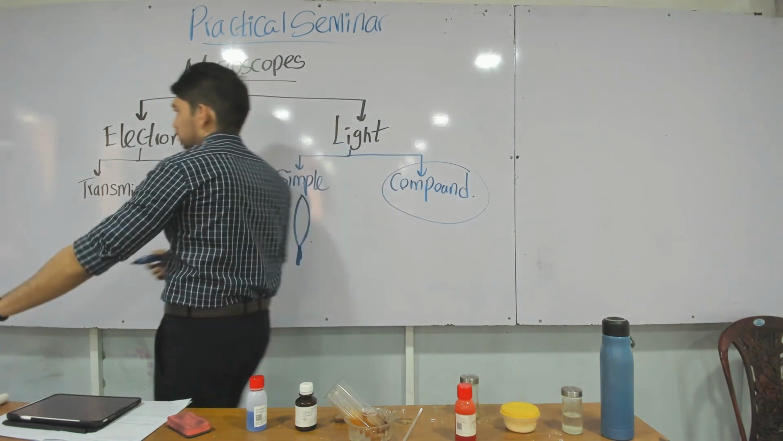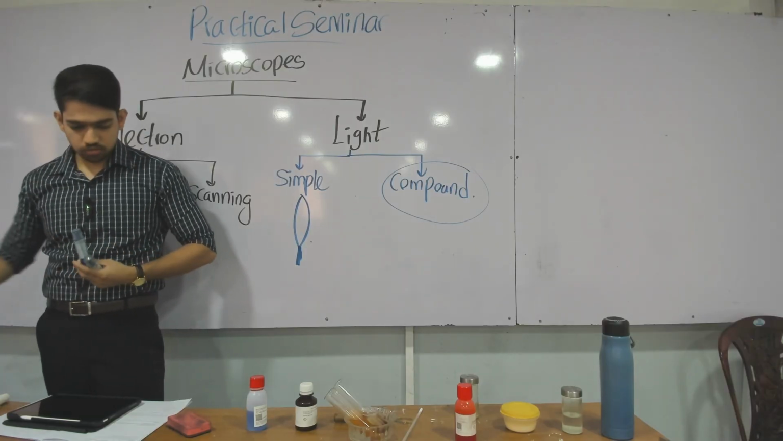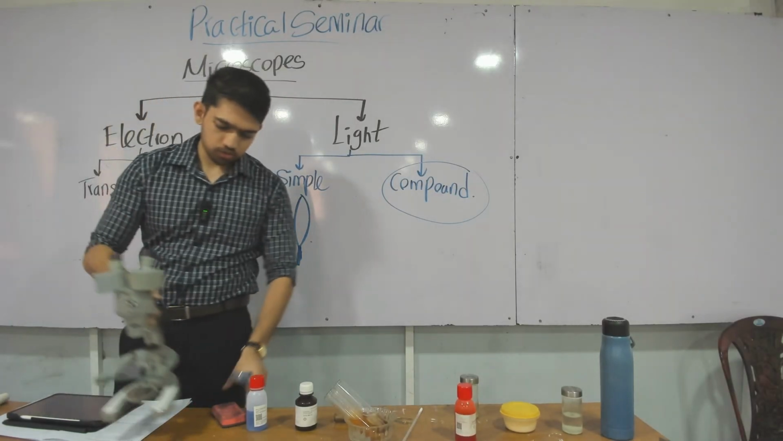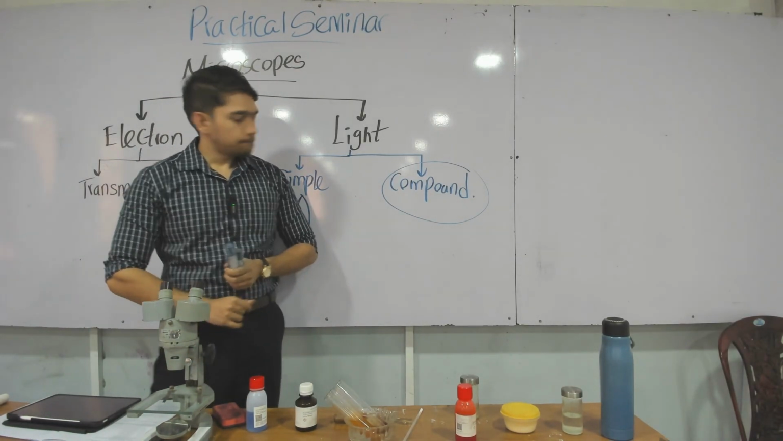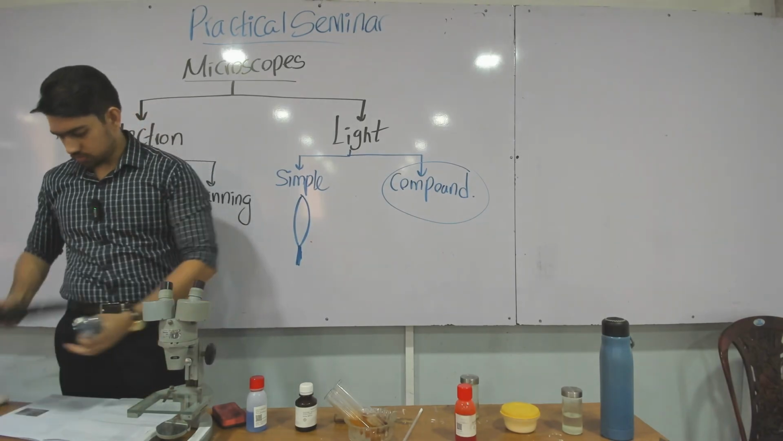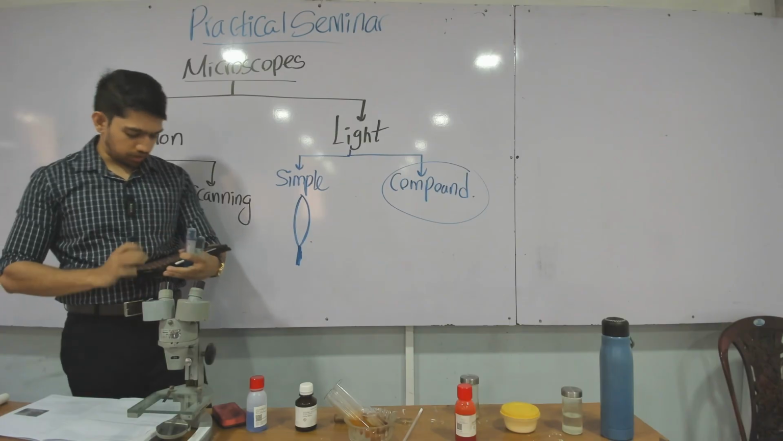This is a compound light microscope. Got it? Right, so let's go back to the resource a bit. Resource again. So when I tell you to highlight, you highlight.